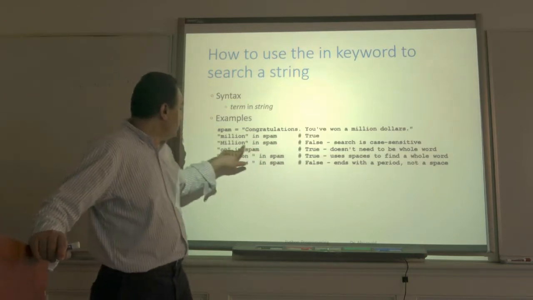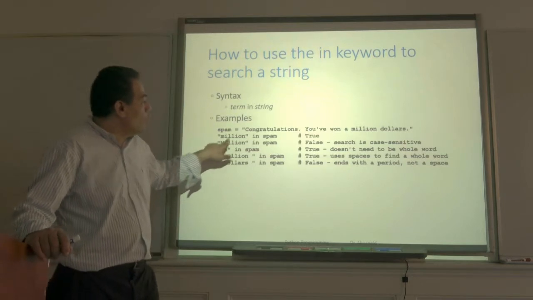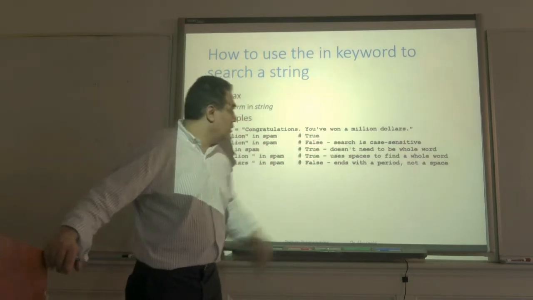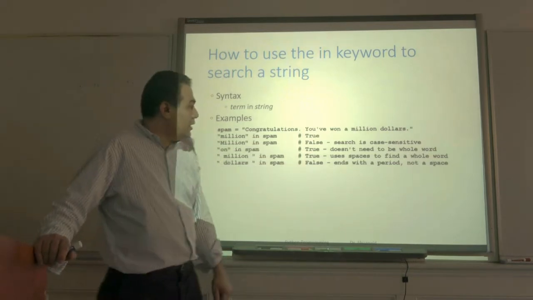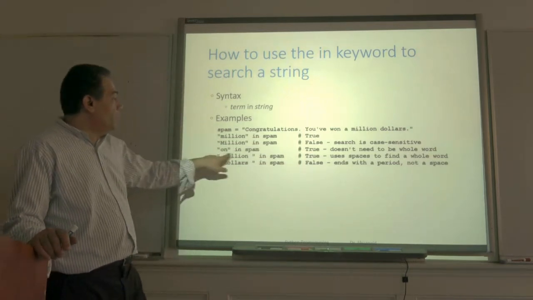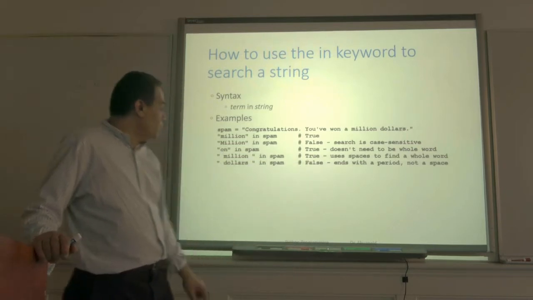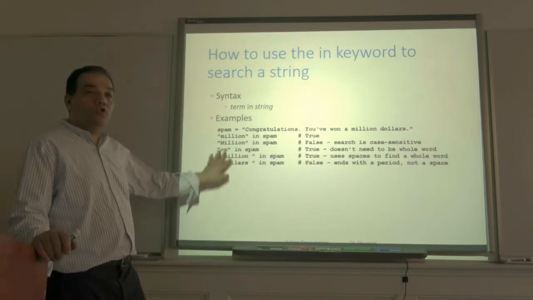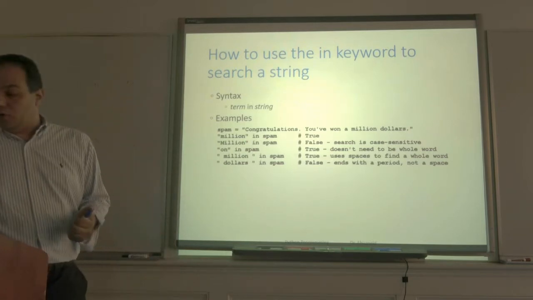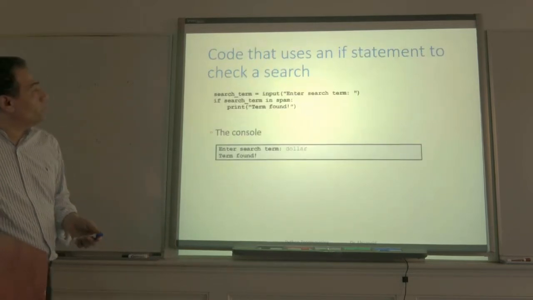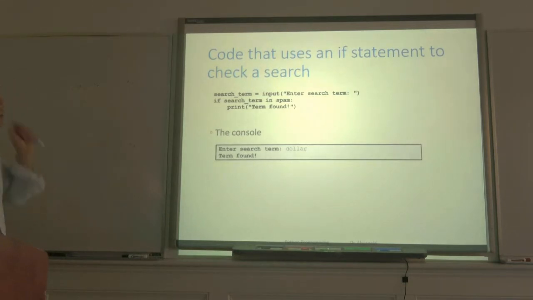So in here, "million" in spam gives you true, but in here it will give you what? False. Why? Because there's no capital, it's a small letter. And "in" spam is true, it doesn't need to be a whole word. "Million" in spam is true, with spaces and so on and so forth. All right. So the "in" could be used with an item and the string you want to search, right?